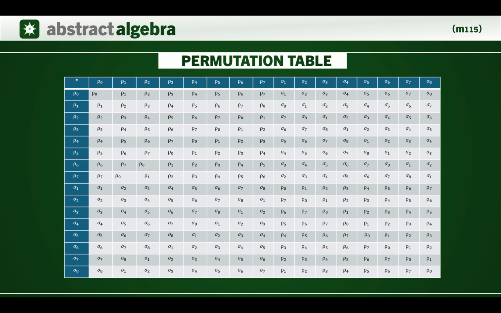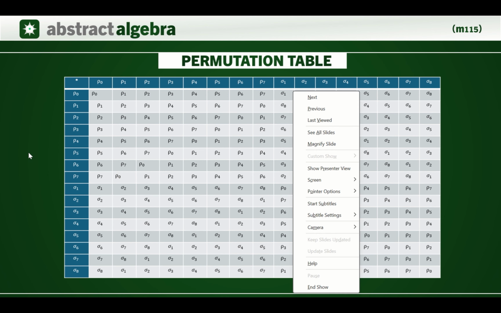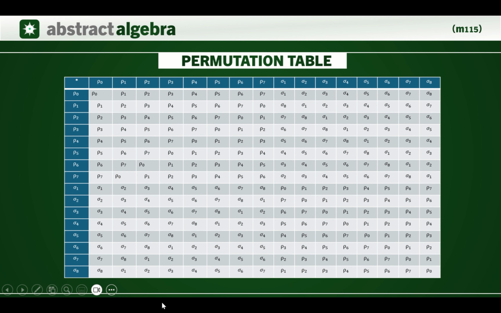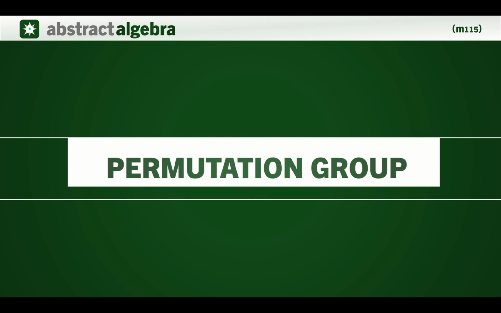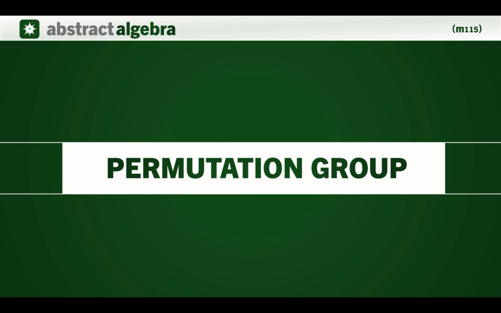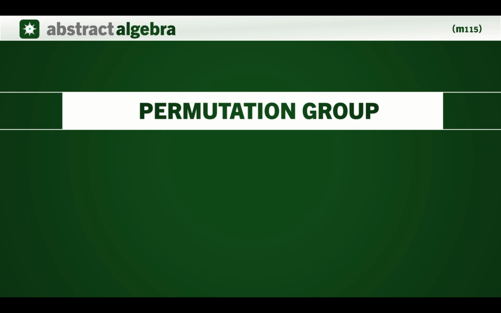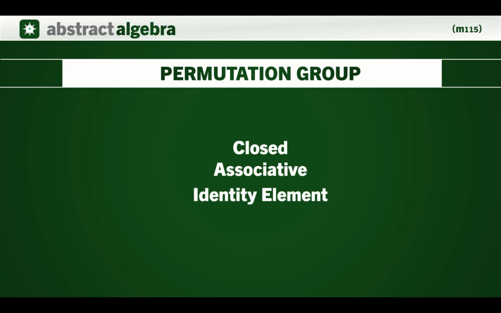So this is the permutation table for the composition that we did. Next, we are going to explore if it is a permutation group. For it to be a permutation group, we need to satisfy the following. First, it should be closed. It is associative, it has an identity element, and it has an inverse element.